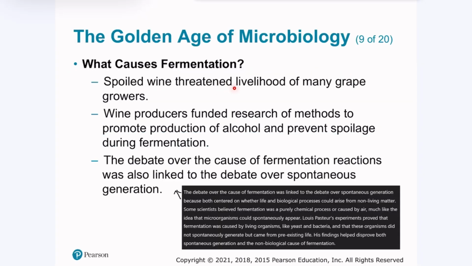So, spoiled wine threatened the livelihood of many grape growers. Wine producers funded research of methods to promote the production of alcohol and prevent spoilage during fermentation. The debate over the cause of fermentation reaction was also linked to the debate over spontaneous generation.